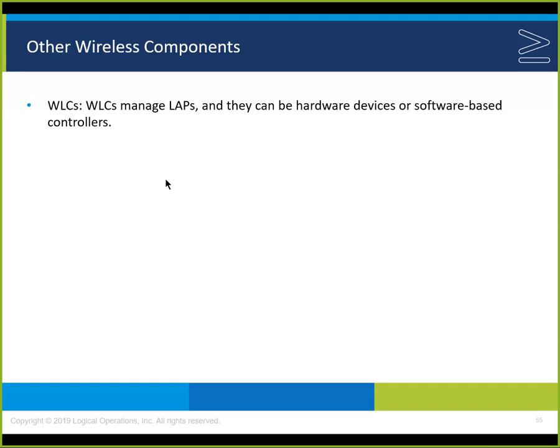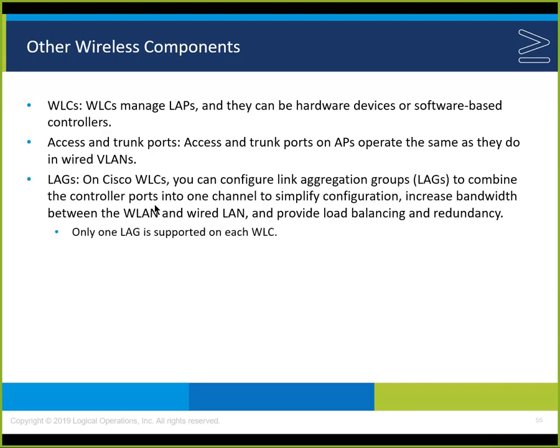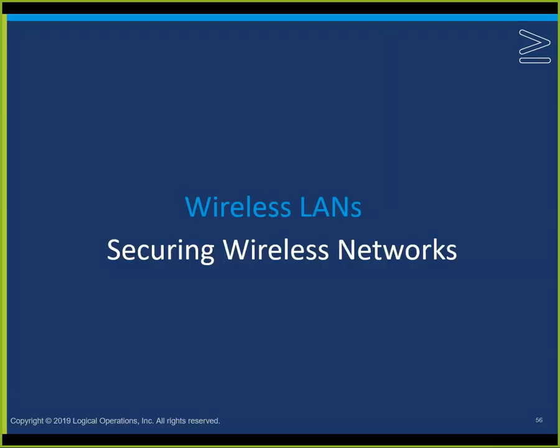Other wireless components: the wireless LAN controllers are going to manage the lightweight access points. Those can be hardware devices or software controllers, depending on how they're going to be configured. Trunk ports on the access points operate in the same way as they do in wired VLANs. Then link aggregation: configure link aggregation groups, combined controller ports. EtherChannel is really what we're talking about, and only one link aggregation group is supported on each wireless LAN controller. We're actually going to have a limited number of ports available. The one we're going to use is going to have 4 ports on it.